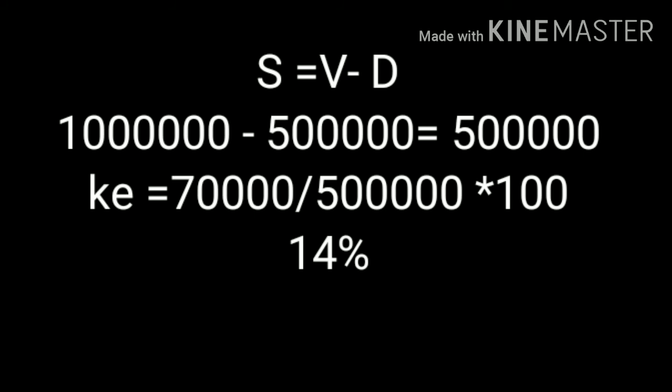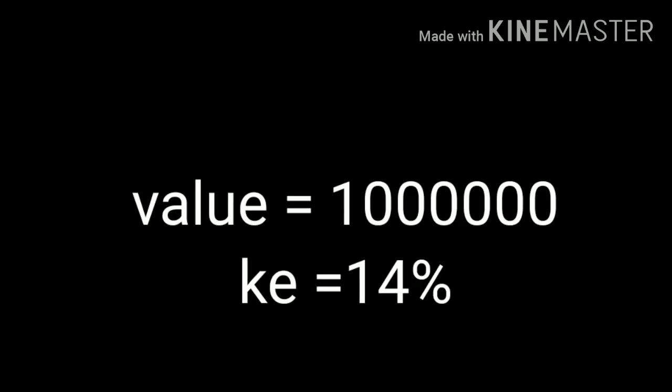Then KE is equal to NI divided by S. NI is 70,000, S is 5 lakh. So 70,000 divided by 5 lakh into 100 is 14%. So value of firm is 10 lakh and KE, equity capitalization rate, is 14%.